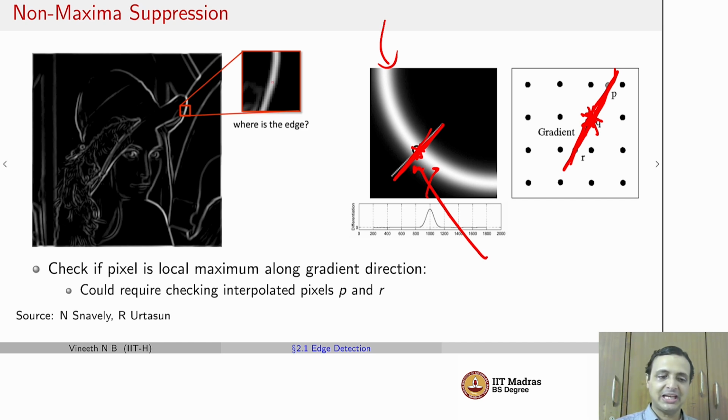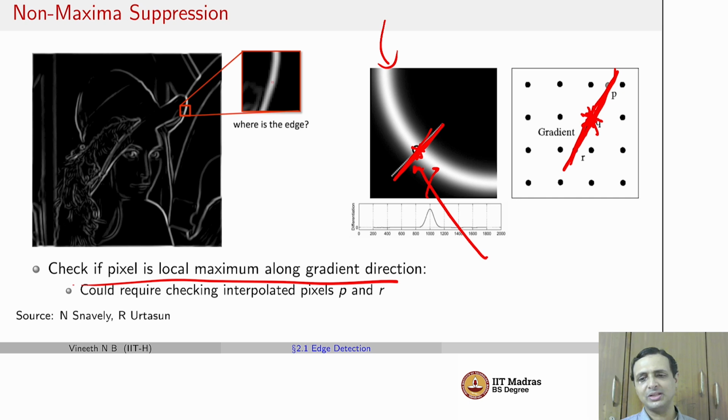So you just check if the pixel is a local maximum along the gradient direction. If it is a maximum, retain its value, the edge magnitude value that you got. If it is not a maximum, make the edge magnitude 0 and don't treat it as an edge.